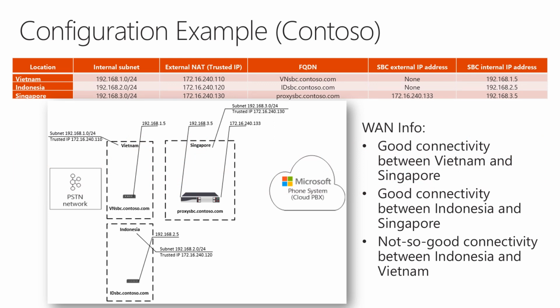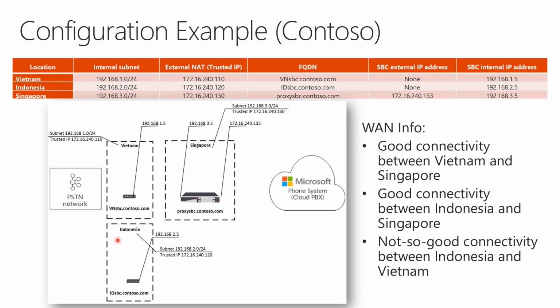Now, as I go through these steps, I'm going to use a configuration example as my guide. And this example you might recognize from our planning session. This is our APAC example. And as you can see in this configuration example, we have 3 sites. We have our Singapore site, which is the site that actually has internet connectivity as well as the public IP address for the session border controller. And then we have 2 additional branch office sites, Vietnam and Indonesia, as you see here.